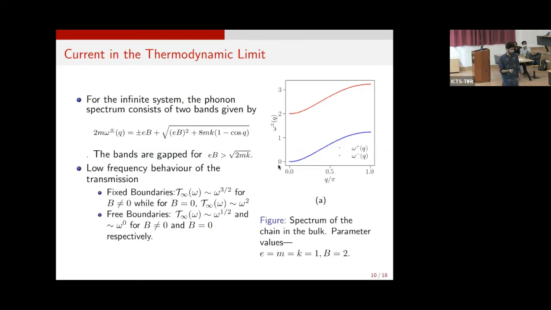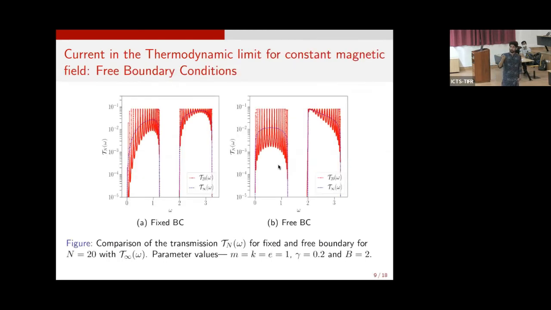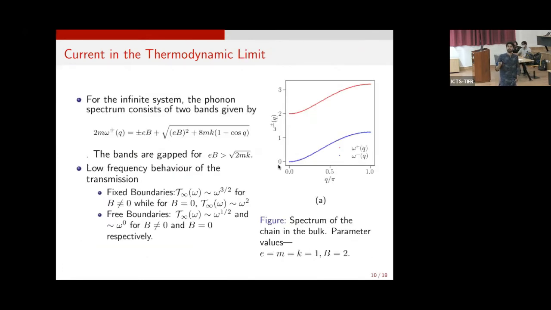Now, the second and more important characteristic is that if you look at the transmission at low frequencies, if you take the small omega limit of the current in the thermodynamic limit, you'll find that the transmission goes as omega to the power 3/2 for B not equal to 0 for fixed boundary conditions, and omega to the power 1/2 for B not equal to 0 for free boundary conditions.